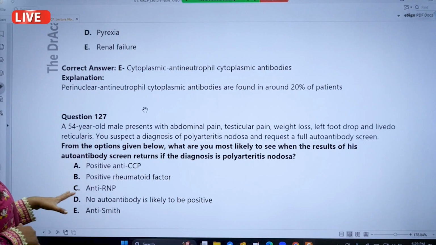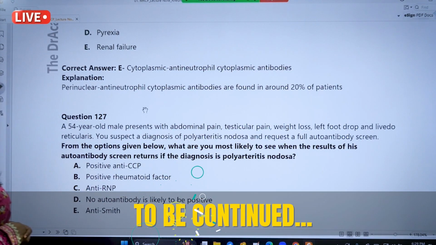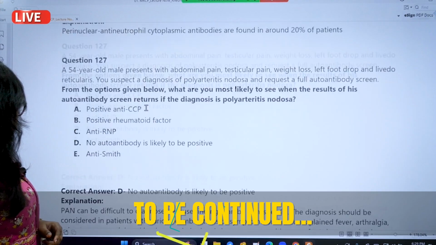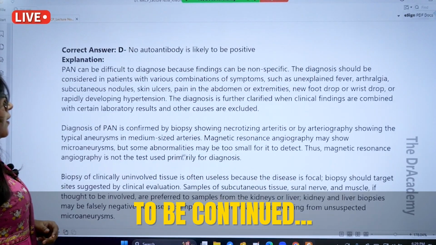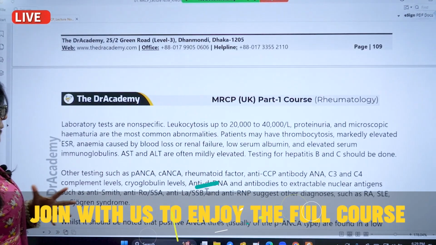Is it positive anti-CCP, positive rheumatoid factor, anti-RNP? No autoantibody is likely to be positive in anti-Smith. The answer is no autoantibody is likely to be positive. Rather, ANCA will be positive, mainly P-ANCA, and biopsy. These are the investigation modalities.